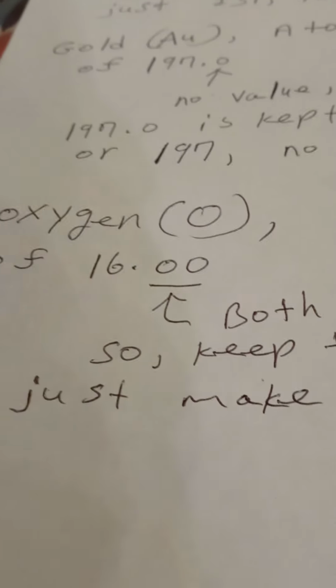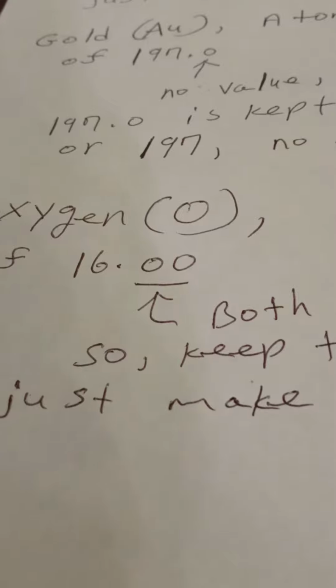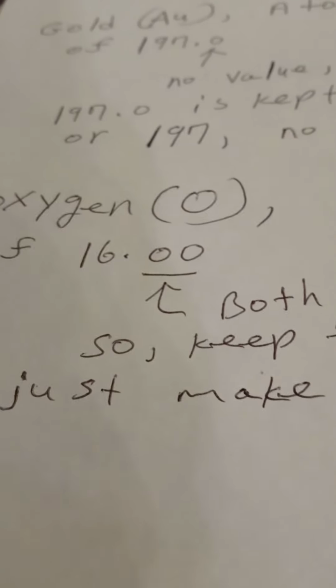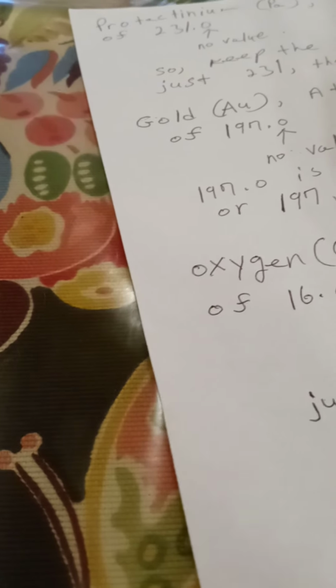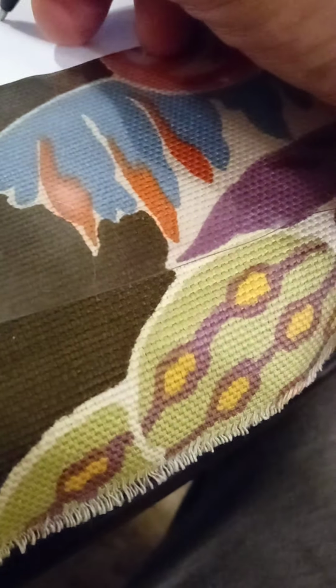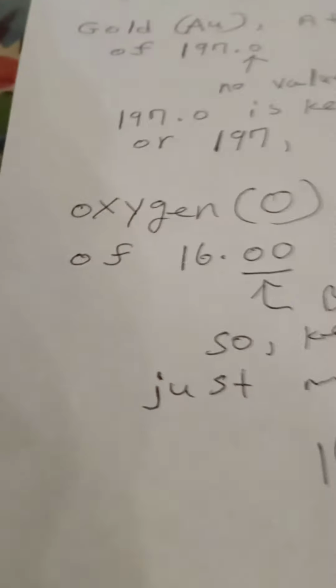16. So the atomic mass of oxygen is 16. Or we could put 16.00. Doesn't matter. We have to add an AMU, atomic mass unit, at the end. So 16 could be written 16 AMU, atomic mass unit, or we could put down 16.00 AMU, atomic mass unit. Okay, just 16. I just put 16. That's the best way to do it. Okay? You don't have to have all those numbers.